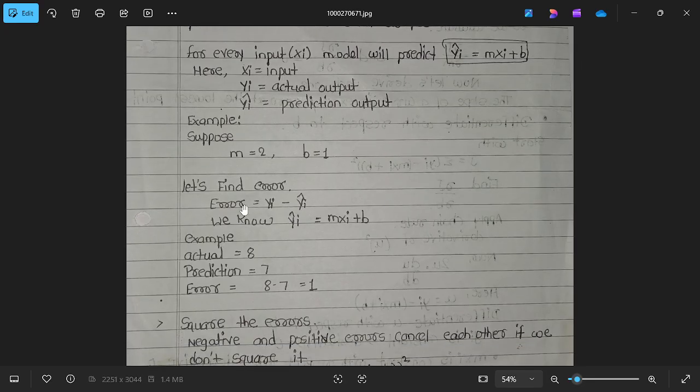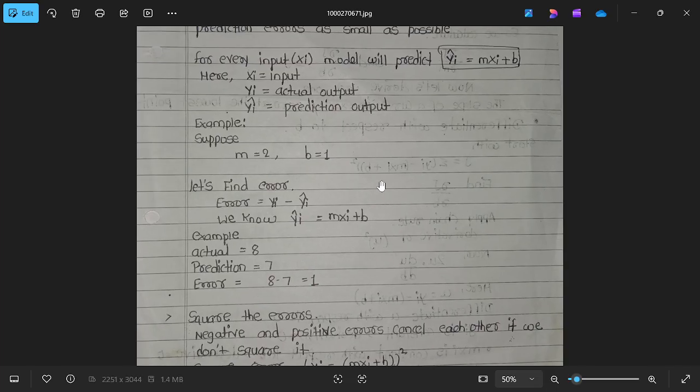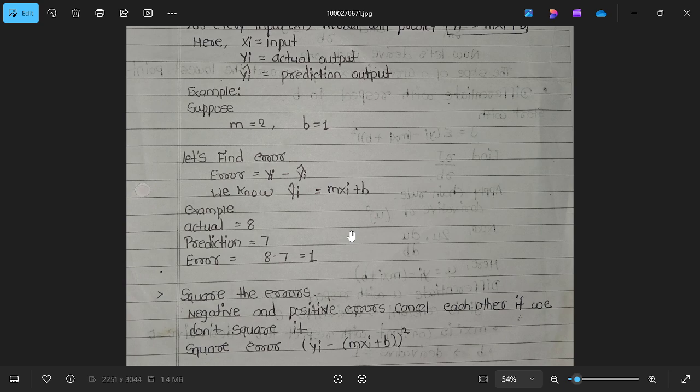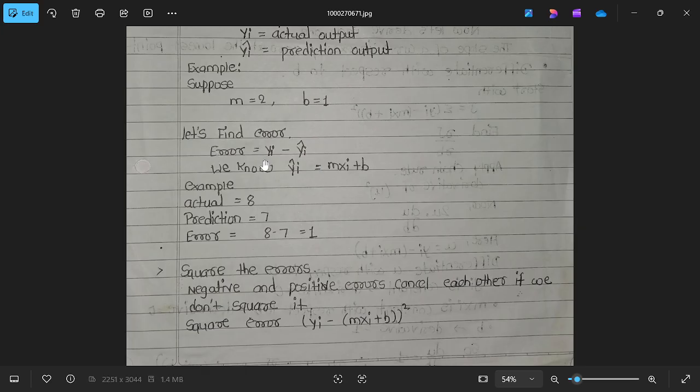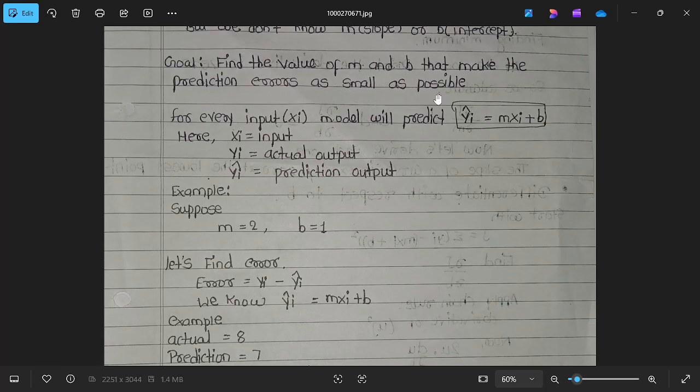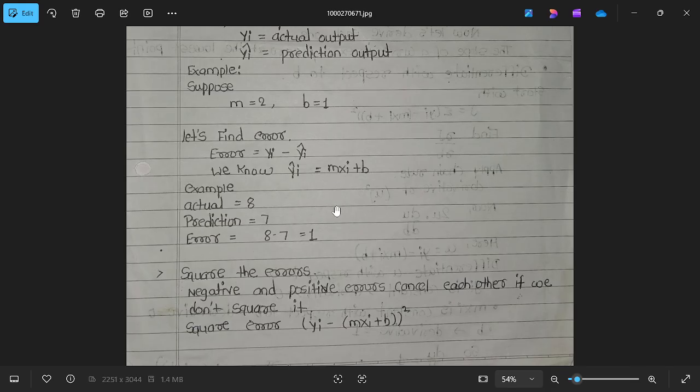Okay, so suppose we assume the m value is equal to 2 and the b value is equal to 1. There are no calculations afterwards. Okay, so let's find the error. What is the error? Error is yi minus yi hat. Error is also known as a residual, as we have seen in our PDF. We know yi hat is equal to mxi plus b, as we have mentioned here.